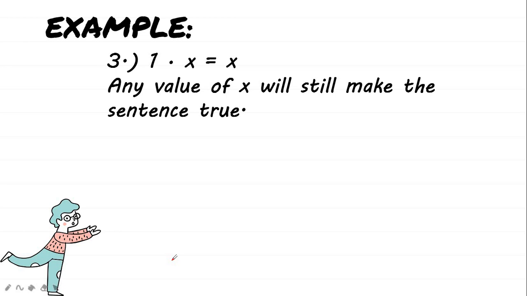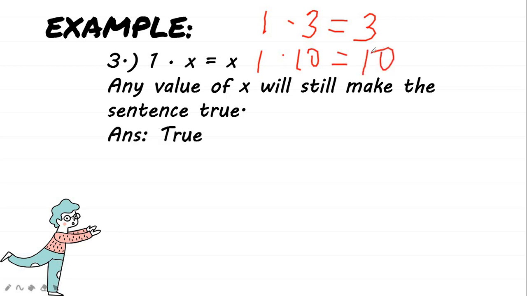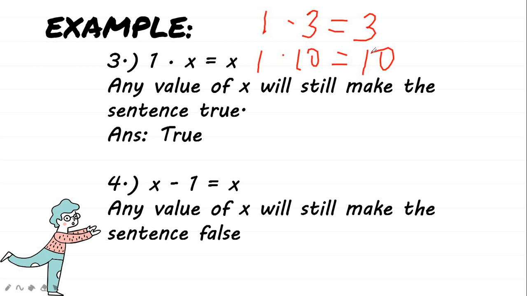If we use 3 as the value of x, 1 times 3 is equal to 3. That is true. If we use 10, 1 times 10 is equal to 10. That is still true. So the answer for number 3 is true. Let's have example number 4: x minus 1 is equal to x. Is this statement true? Any value of x will make the sentence false.